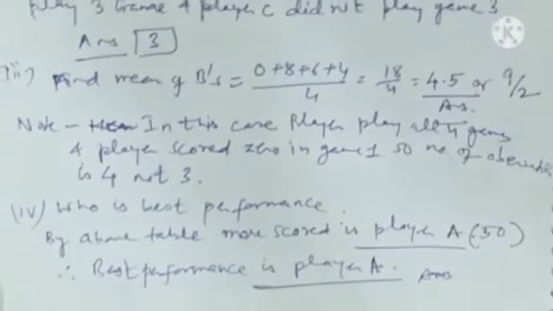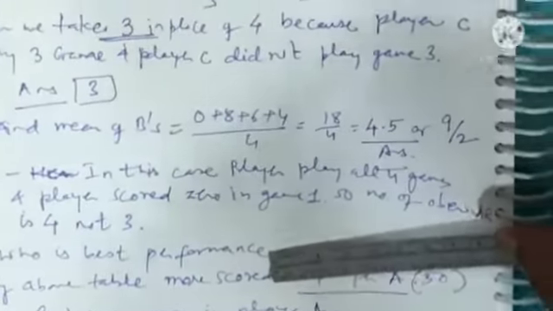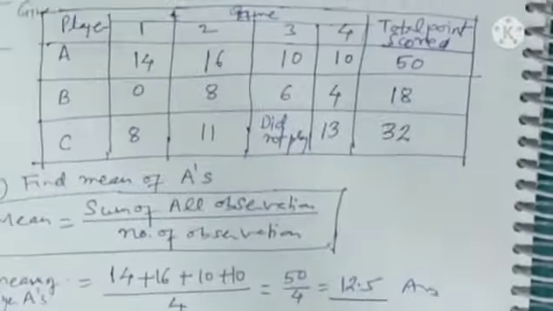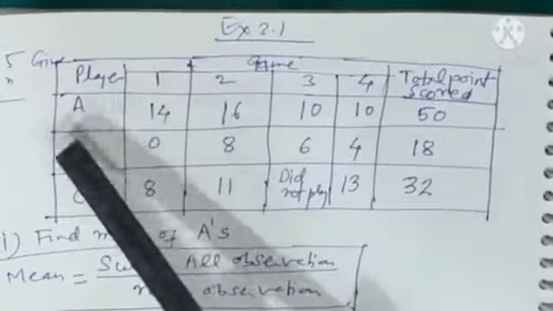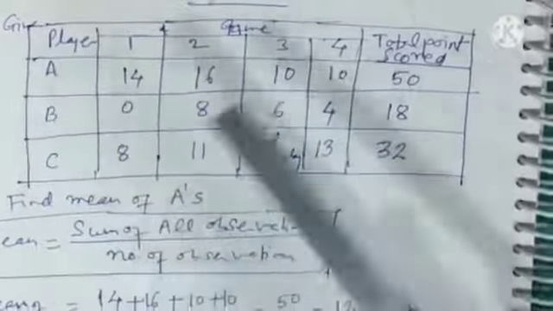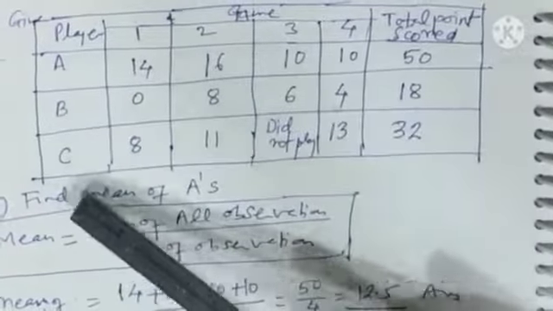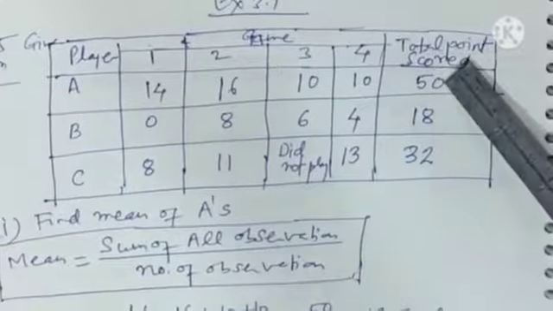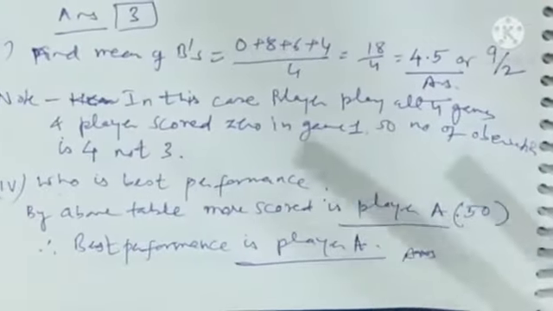And the last part of that question asks who has the best performance. The one who scores more points has the best performance. So we have found the total sum for each player A, B, C. A scored 50, B scored 18, C scored 32. So which is the best? The highest score is 50, therefore the best performance is by player A.